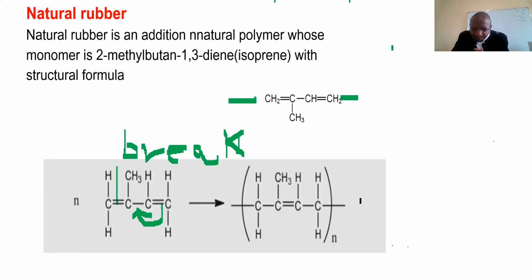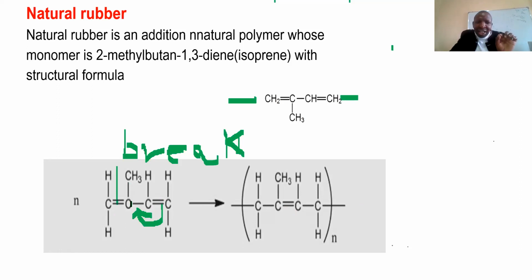Are we together? That is point number 1. Point number 2, the other double bond at the end shifts its position from the far end to the center. That is why you see here the double bond was at the end, but now it has become central. And then finally you have your natural rubber.